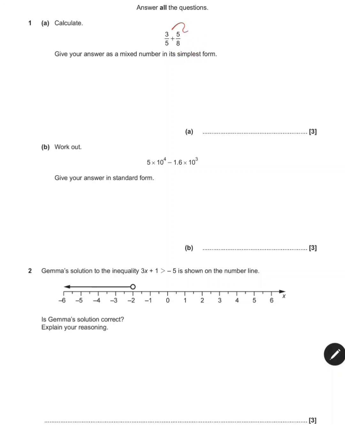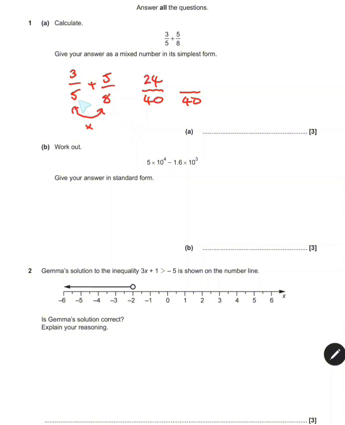So question 1, we've got two fractions to add, and we're looking for an answer as a mixed number in simplest form. So first things first, we need common denominators when adding fractions. And if we just multiply these together, 5 times 8 is 40. So we get 40ths in both cases. I multiplied 5 by 8 to get 40, so I'm going to multiply the 3 by 8 to get 24.